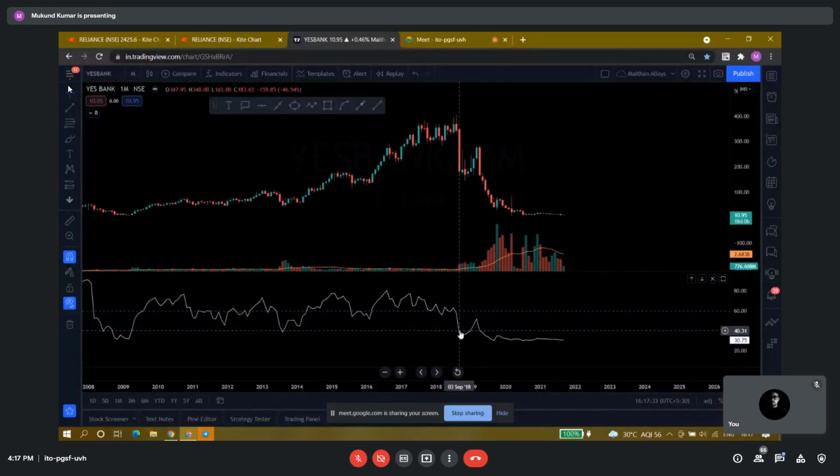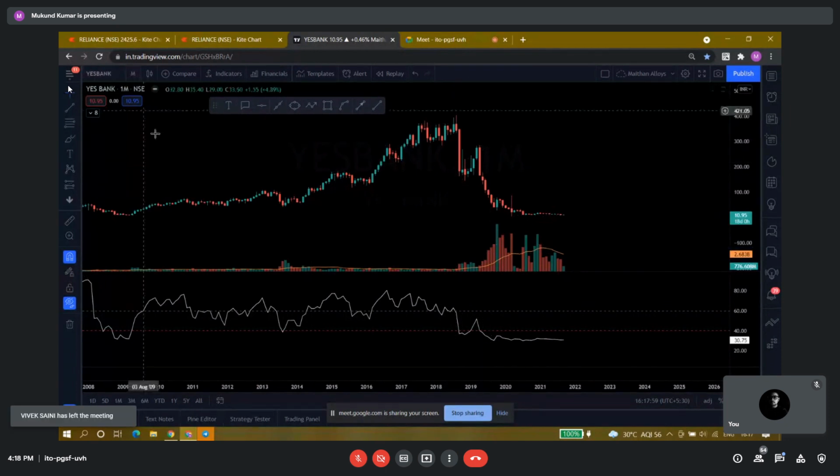So this has breached this 40 level, at what levels? This has breached this level at 180 levels. So for those who were completely ignorant, they could have exited this stock at 180 levels if they had followed RSI. Okay.